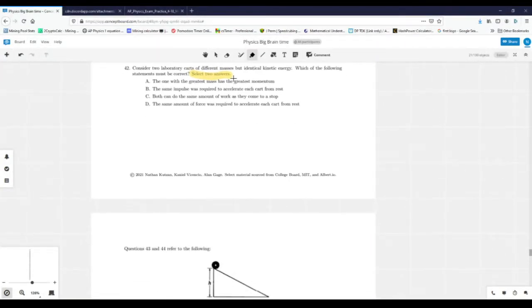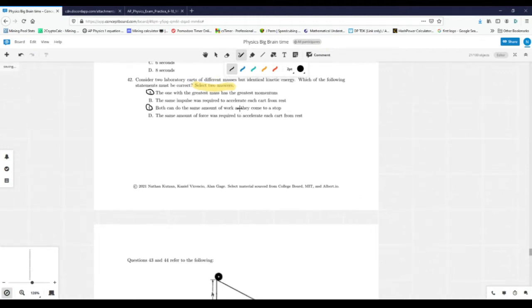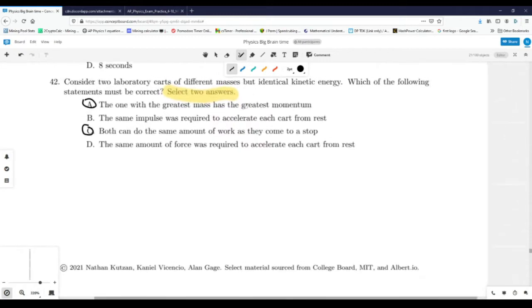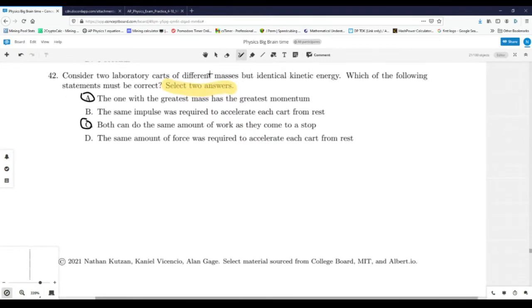Alright. Okay. So the correct answers were A and C. C is sort of the easy one of the two. It is that because they have the same kinetic energy. But actually, can anyone remind me what work is? Change in energy. Force times displacement. Both are correct, but what is relevant here is that work is just a change in energy. And so if they have the same kinetic energy and they stop, the final kinetic energy is going to be 0, and their initial kinetic energy is the same. So this change in kinetic energy will be the same. So they will have the same amount of work. That's why C is correct.